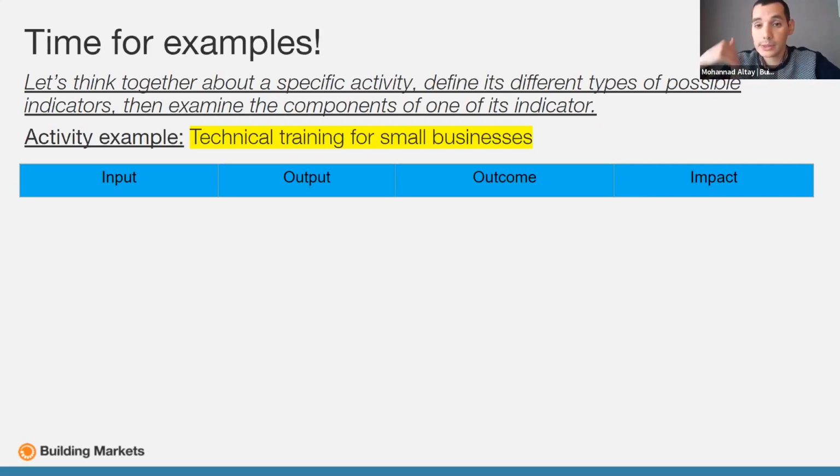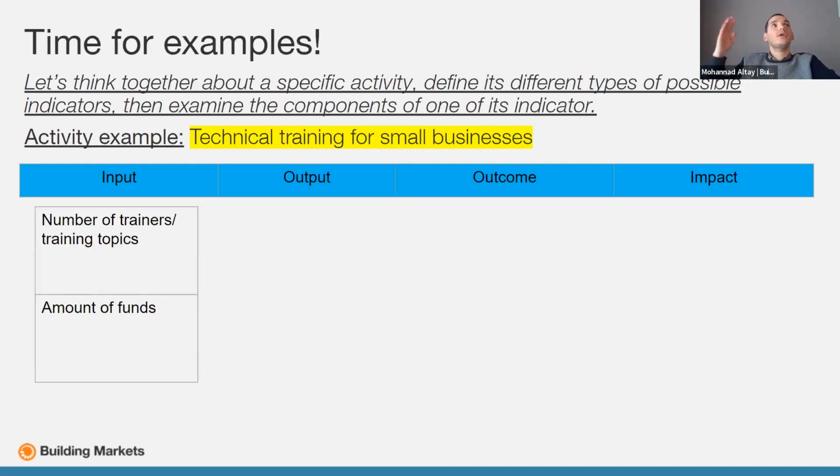All right, so as we saw before, we have 4 different types of indicators. The first type is the input indicator. It is related to how we are using our resources, whether it is our HR resources or our funds. An input indicator that we can select here is the number of trainers. It is related to our HR capacity. It measures how we are spending our human resources. All right, so this is an idea for an input indicator.